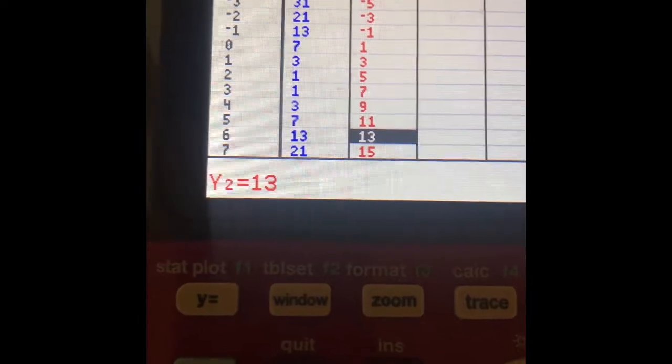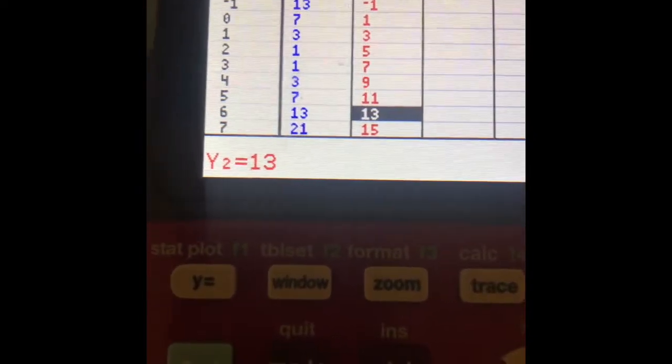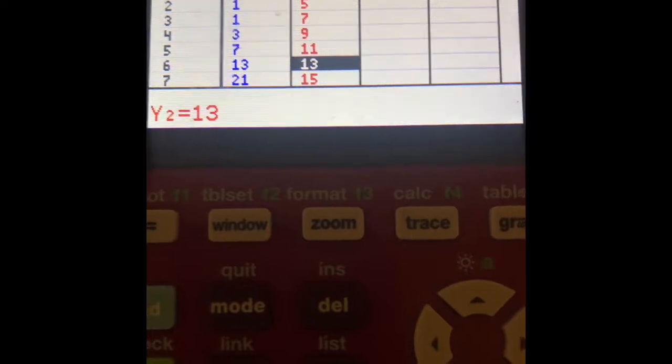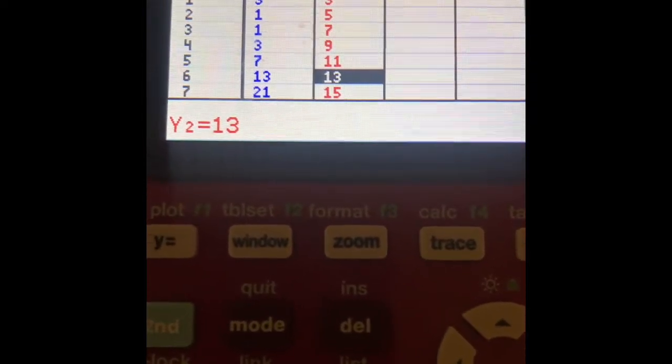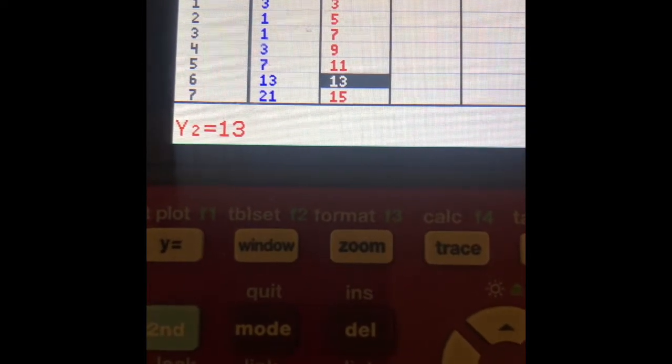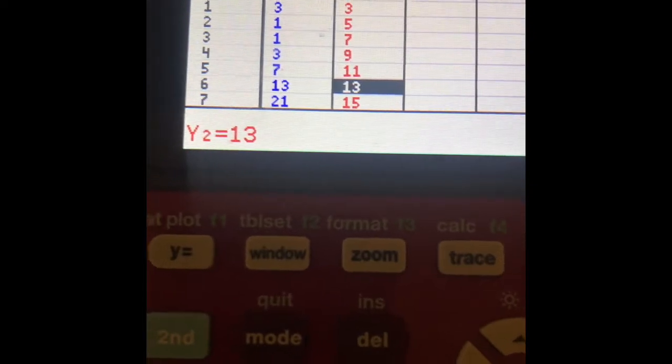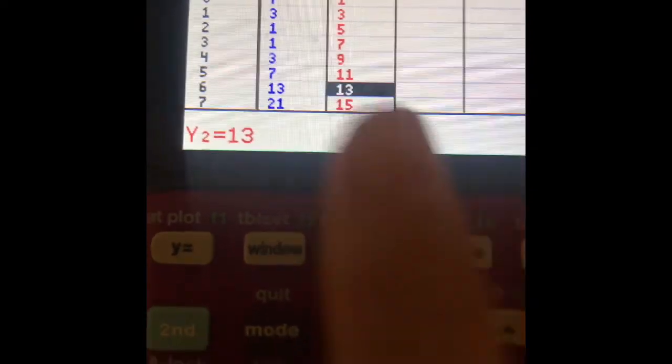So yay, we're done. So again, this is the table, so to get to it, you go to second graph, and then you look at when an x value has the same 2 y values, that means that they are the same point, and that's where they cross.